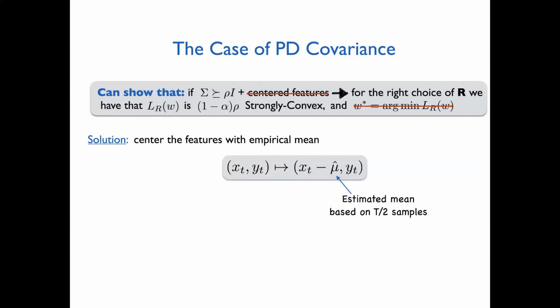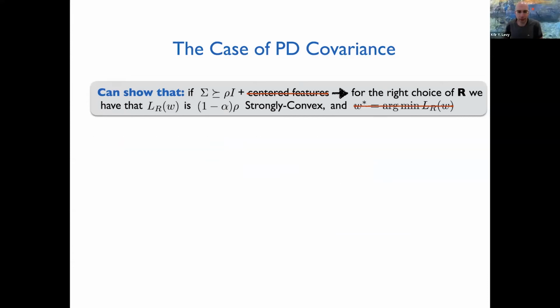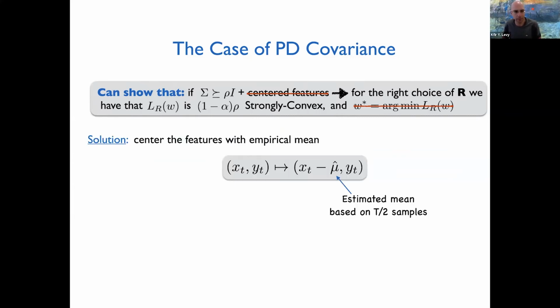Now in the strongly convex case, when the features are non-centered, we actually have a problem, because we don't have this nice property that W star is the optimum of the robust loss. The solution we find for this is again very simple: we should just center the features. We take the original samples and replace them with centered samples.